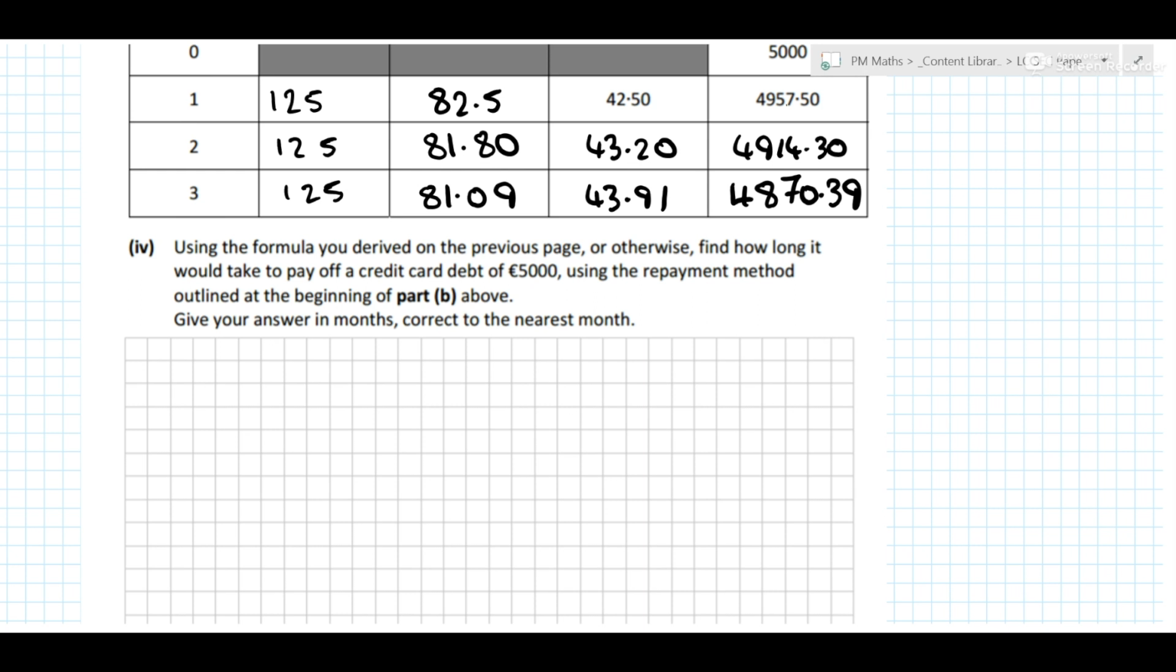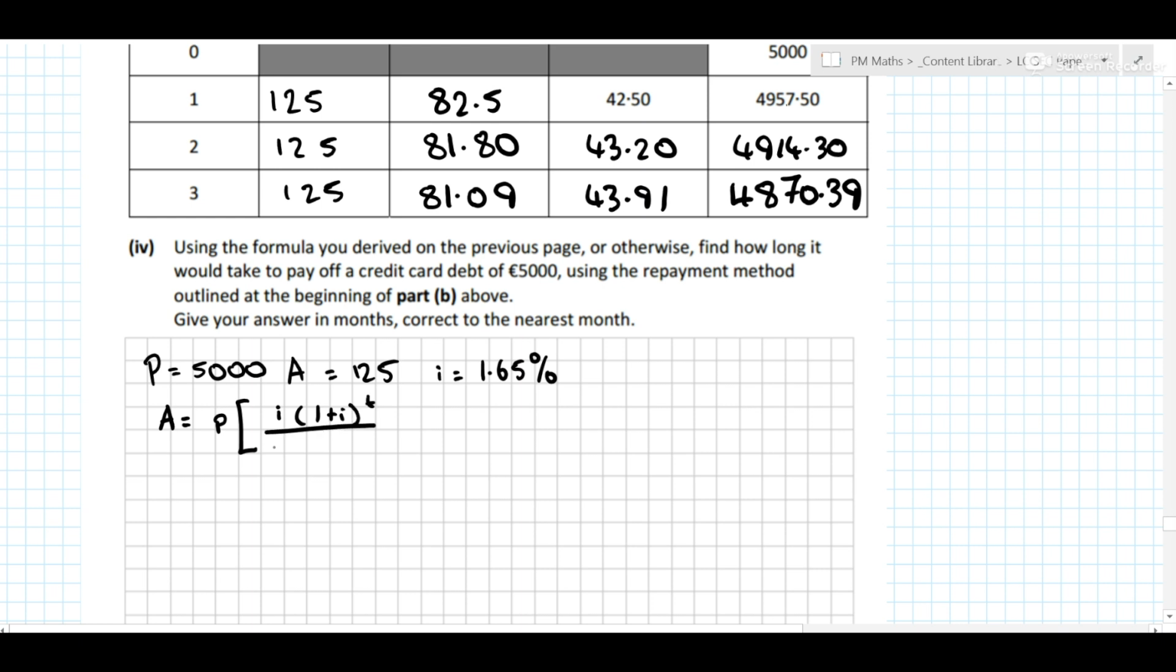So the next part is asking us to find out how long it'll take him to clear the debt. He's borrowed initially €5,000, he's repaying €125, and the interest rate is 1.65%. How many months would it take him to pay that off? Now they say we can use the formula that we've already derived, which is the amortization formula. And even if you couldn't do the derivation, you can still use it.